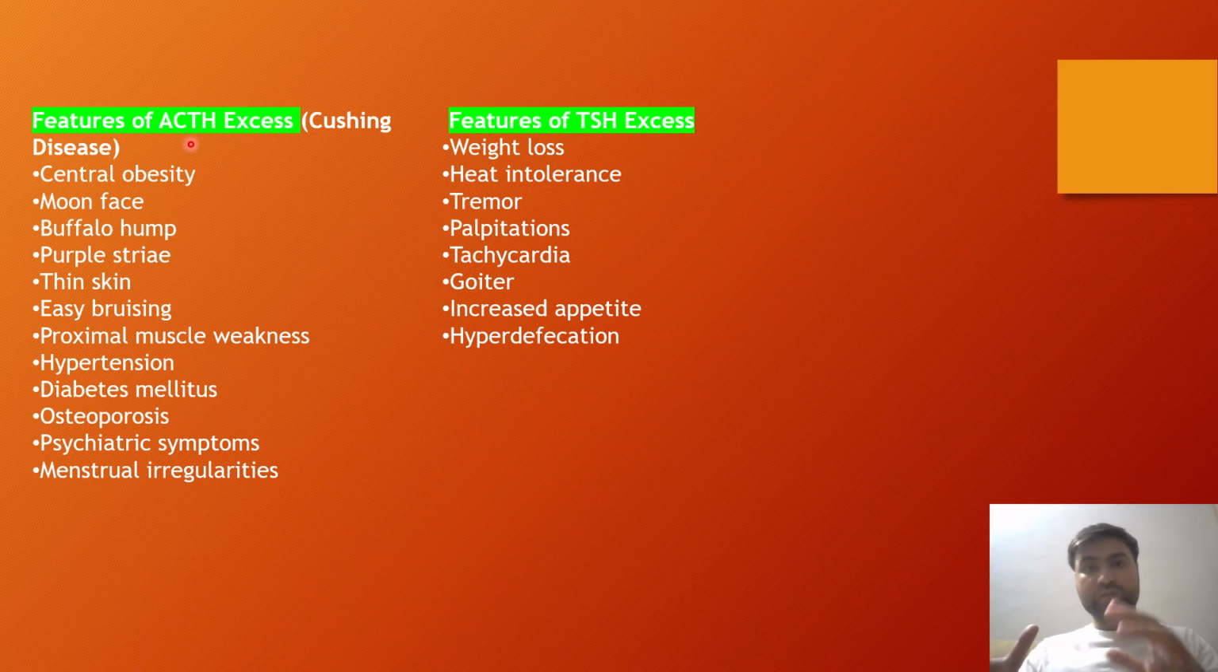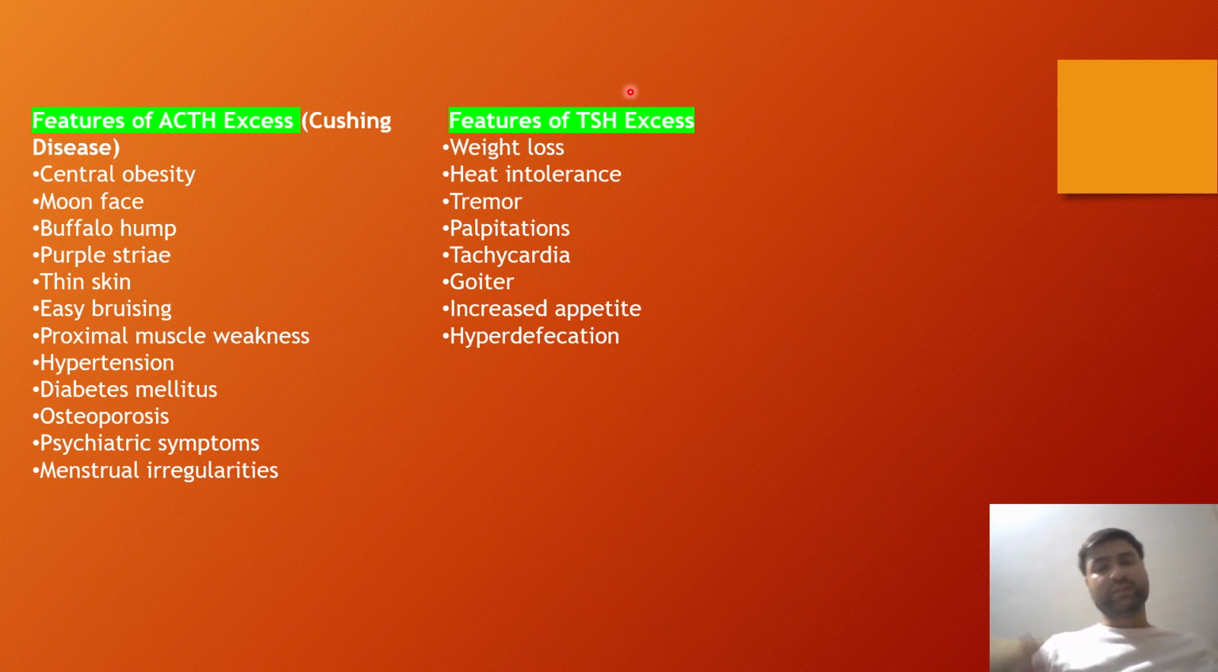You should remember there is a difference between Cushing disease and Cushing syndrome. Cushing disease means ACTH excess. Cushing syndrome means ACTH levels are low. In case of Cushing disease, the patient has central obesity, moon-shaped face, buffalo hump, purple striae on the abdomen, and thin skin. Because of this, patients have easy bruisability and proximal muscle weakness. Patients cannot comb their hair easily, and when they are asked to sit and then stand, they have difficulty standing from a sitting position. These patients also have diabetes mellitus, osteoporosis, psychiatric symptoms, and menstrual irregularities.